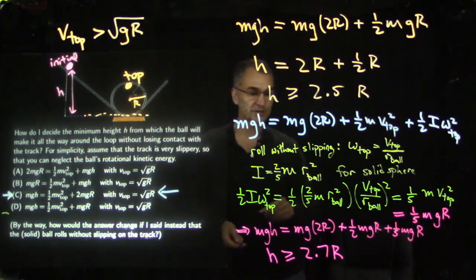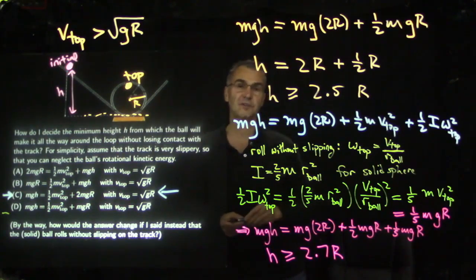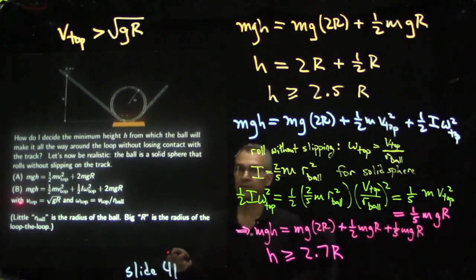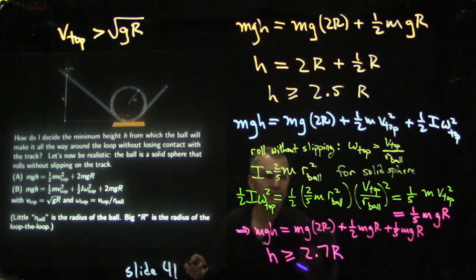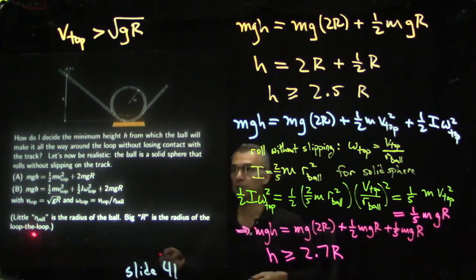The additional step to go from 2.5 r to 2.7 r is pretty tricky, so that might be like extra credit level tricky. So this slide 41 sums up the argument that we just made at the bottom here, which got us from 2.5 r to 2.7 r.